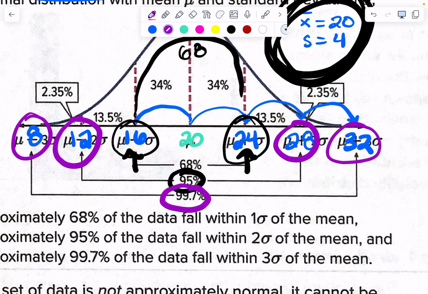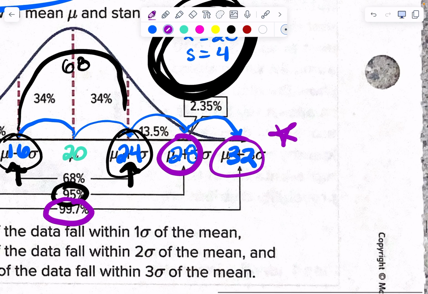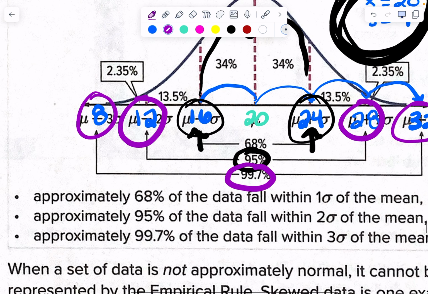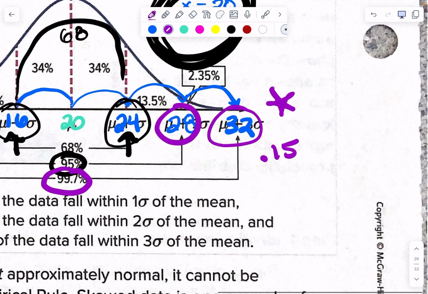99.7% of people are going to be between an 8 and a 32. So what happens if you are above a 32? You are in the 0.3% of people that are outside of that main middle range. Actually, it's really 0.15, because it would be 0.15 on this side also. 0.15% would be below an 8, and 0.15% of people would be above a 32.